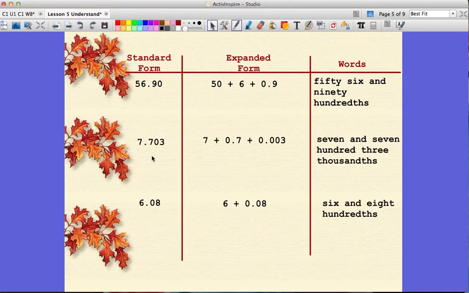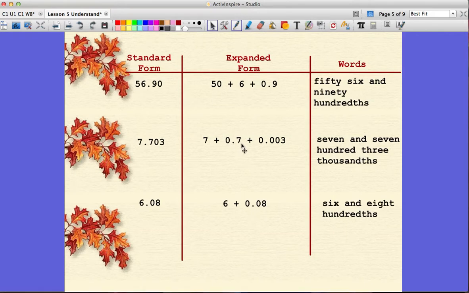All right, so you could have done 6 and 8 hundredths first, or you could have done 7 and 703 thousandths first. Doesn't matter, but this is the order that it should be in. Okay, so all of these should be together and all of these should be together. What this means is that all of these are the same number, just written in different forms. One's written in standard form, one's written in expanded form, one is written in word form.